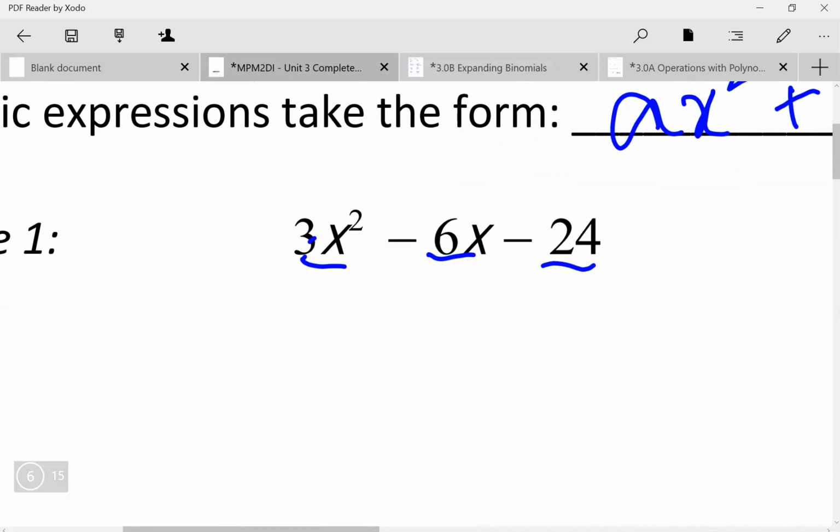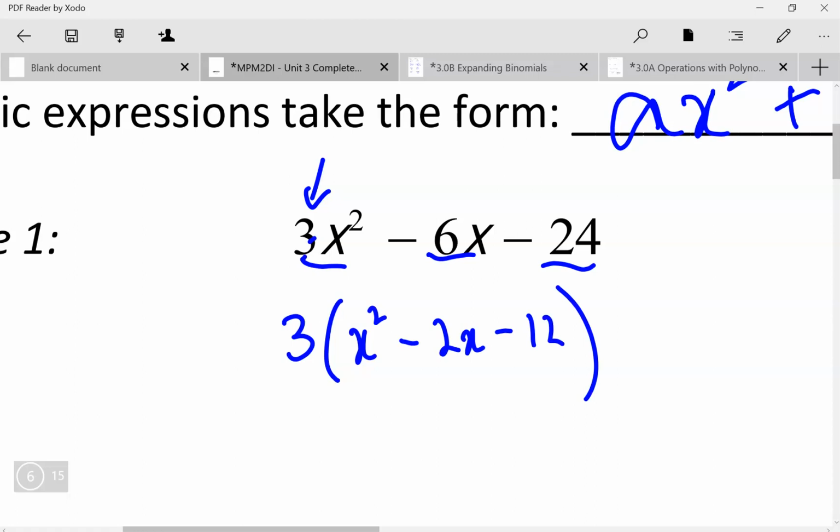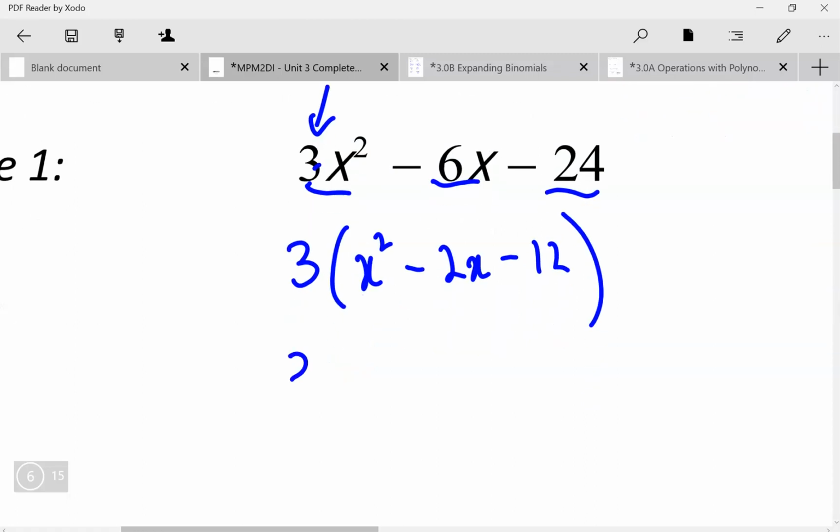We can factor out a 3, which happens to be the a term. And therefore, this is, in fact, a simple trinomial, because let's divide each term by 3. I get x squared minus 2x minus 12. And I can just keep this 3 outside and deal with this the same way I would any other simple trinomial.